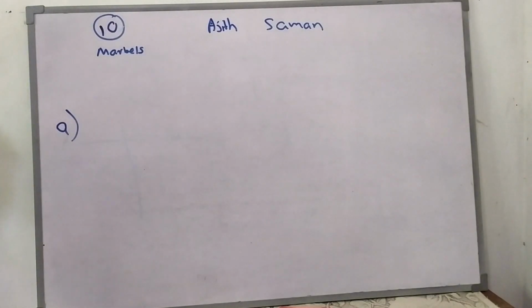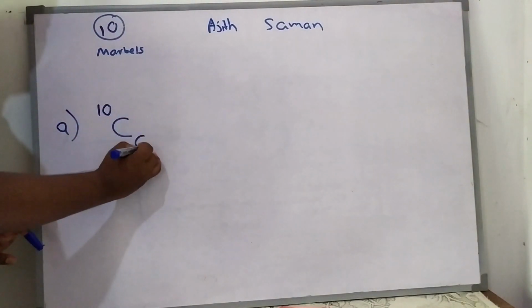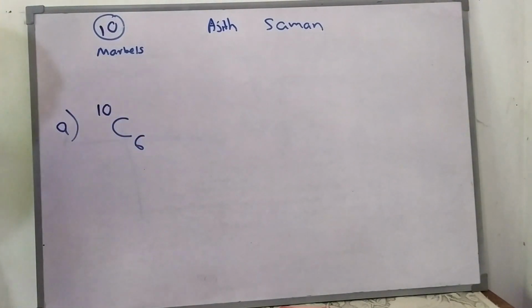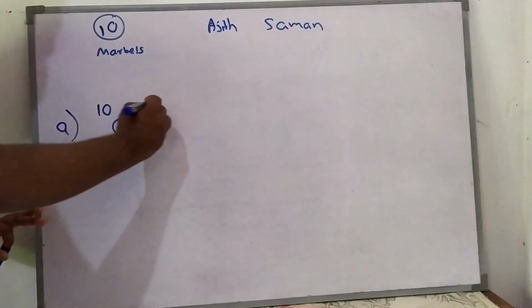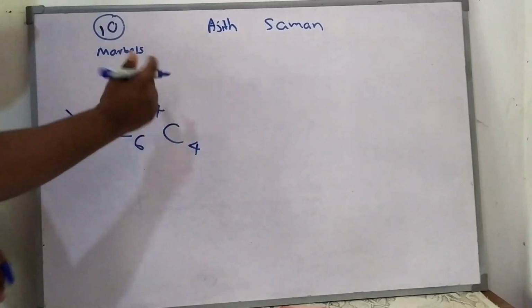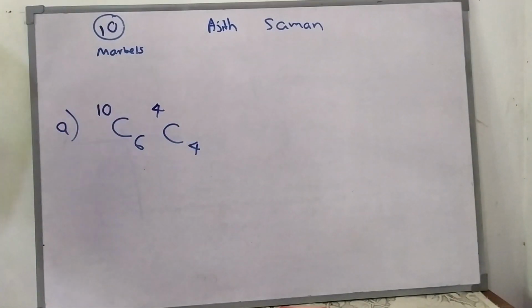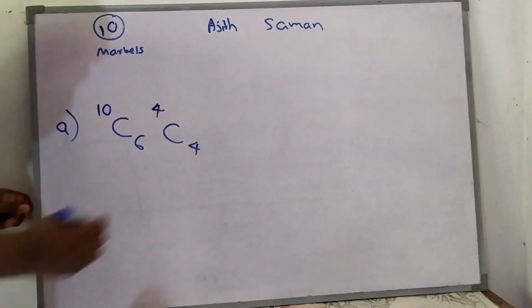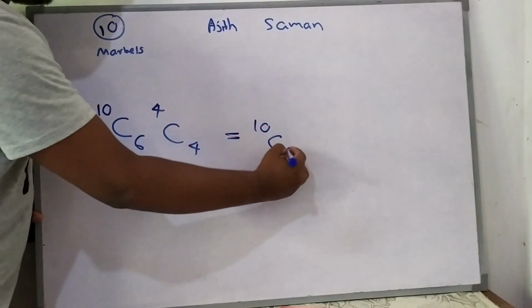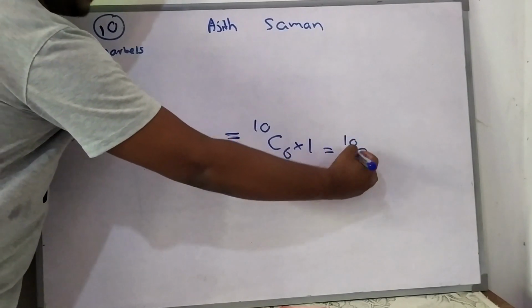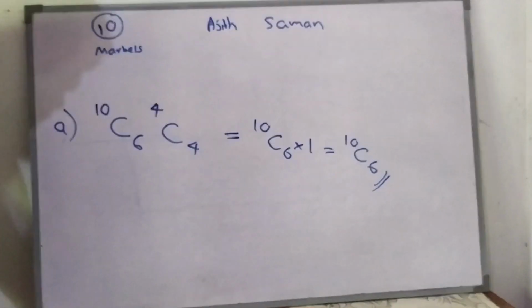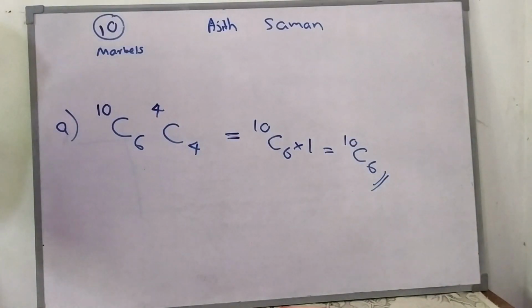The number of ways Ajit can get 6 marbles is 10C6, right? And when Ajit gets 6 marbles, Saman will automatically get the remaining 4 marbles. Then it's 4C4, which is already 1. So the total number of ways these 10 marbles can be divided is 10C6 times 1, it's 10C6. So this is the answer of part A.